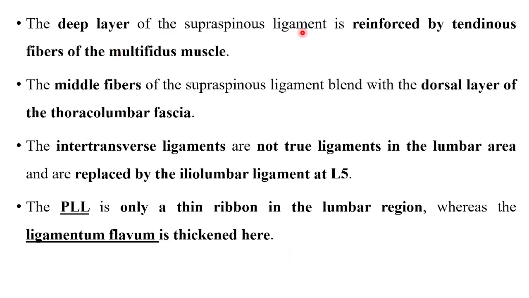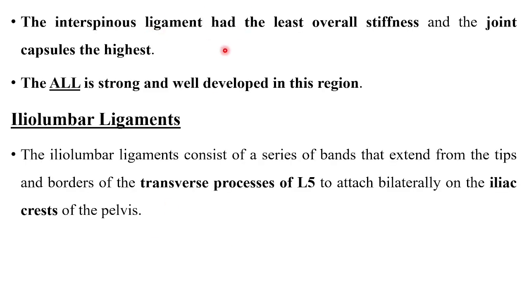The deep layer of the supraspinous ligament is reinforced by tendinous fibers of the multifidus muscle. The middle fibers of the supraspinous ligament blend with the dorsal layer of the thoracolumbar fascia. The intertransverse ligaments are not true ligaments in the lumbar area and are replaced by the iliolumbar ligament at L5. The posterior longitudinal ligament is only a thin ribbon-like structure in the lumbar region, whereas the ligamentum flavum is thickened. The interspinous ligament has the least overall stiffness and the joint capsule has the highest stiffness in the lumbar region. The anterior longitudinal ligament is strong and well developed in the lumbar region.